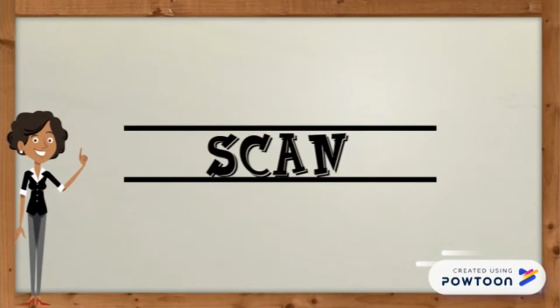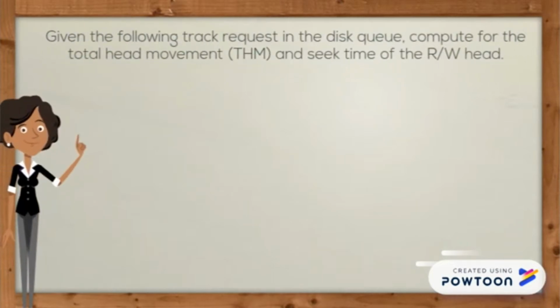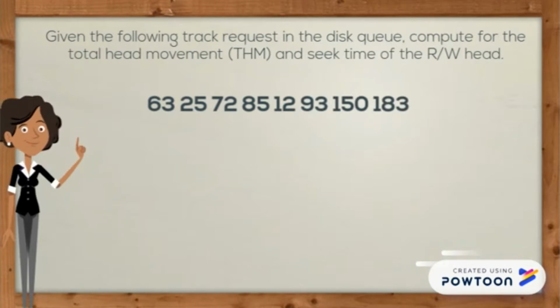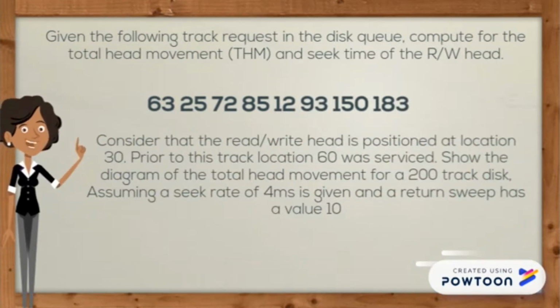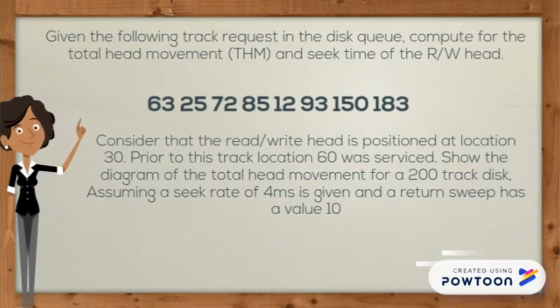SCAN. Given the following track requests in the disk queue, compute the total head movement, or THM, and seek time of the R/W head: 63, 25, 72, 85, 12, 93, 150, 183. Consider that the read and write head is positioned at location 30. Prior to this, track location 60 was serviced. Show the diagram of the total head movement for a 200 track disk, assuming a seek rate of 4 milliseconds is given. A return sweep has a value of 10.